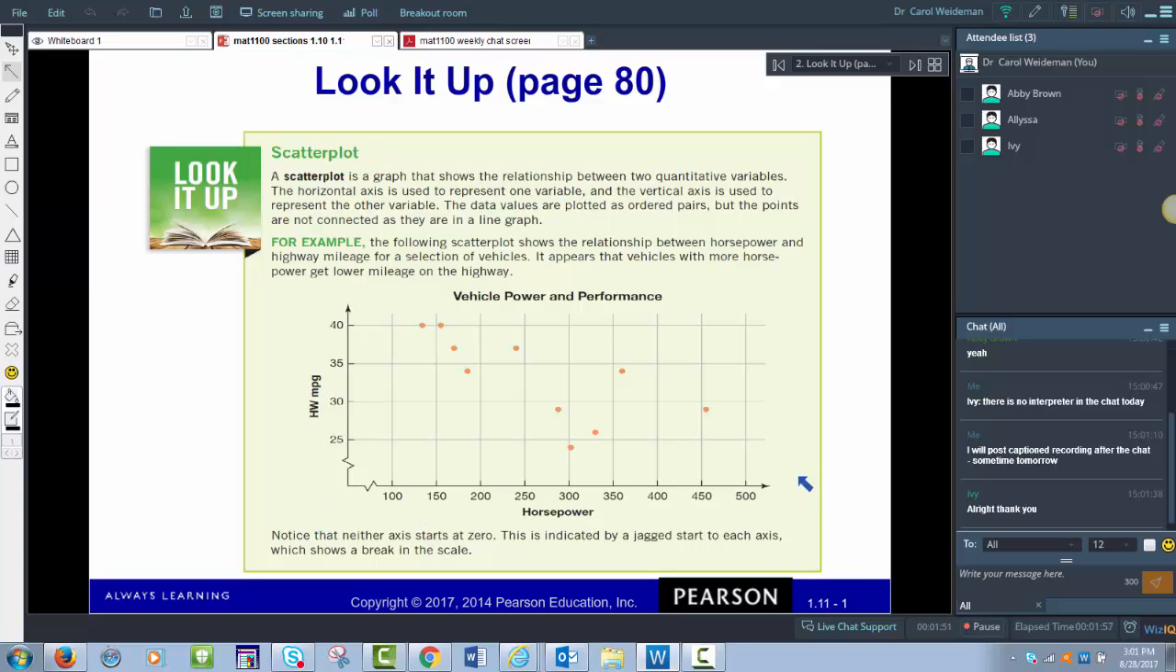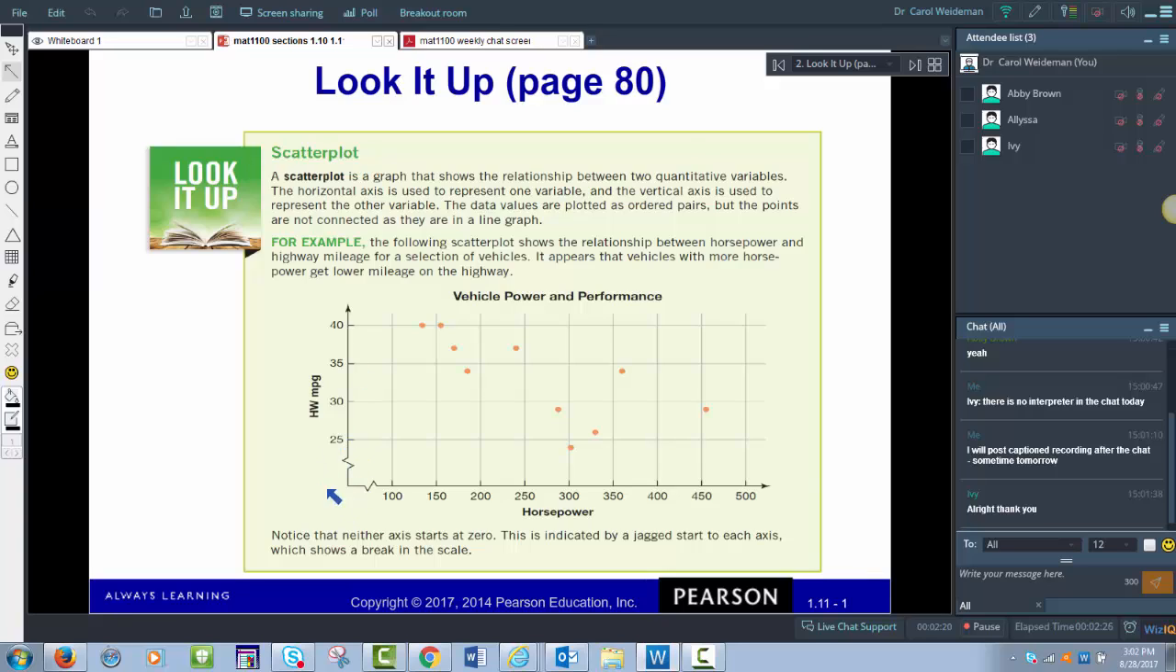The horizontal axis represents one variable that we call the independent variable, and the y-axis represents the other variable. By independent, I mean we think that this variable somehow influences the y variable. And all the points on the scatter plot are actually ordered pairs. So for instance, if I pick this point right here, the coordinates of that would be around 140, 40.